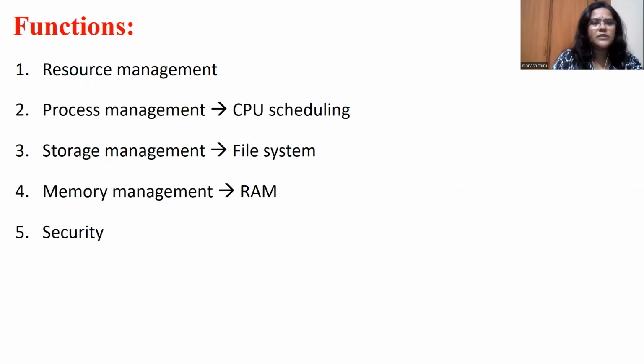Process management means CPU scheduling: how the CPU executes each and every instruction. Third one is storage management: how all the files are maintained. Memory management: in this, RAM will be maintained. And the last one is security: how security is provided to the computer will be explained in this part. So the functions of the operating system are resource management, process management, storage management, memory management, and security management.